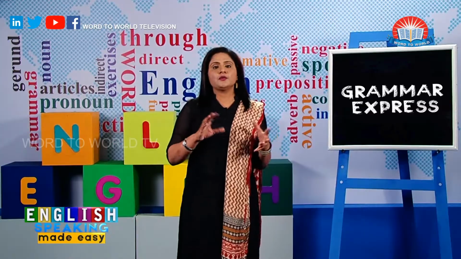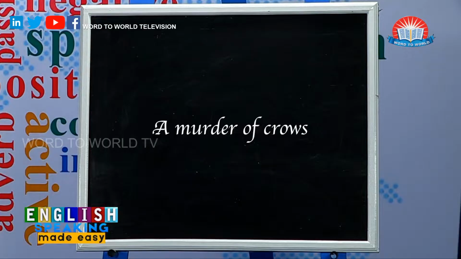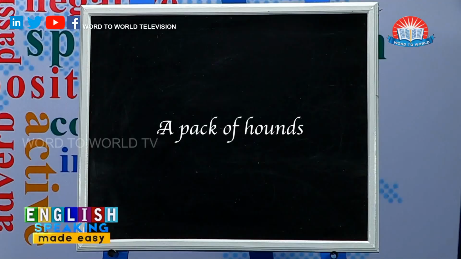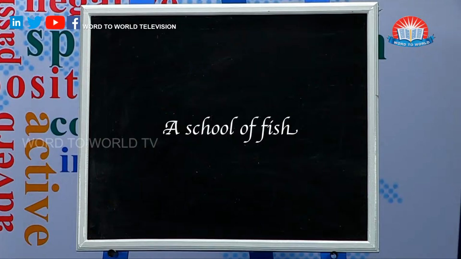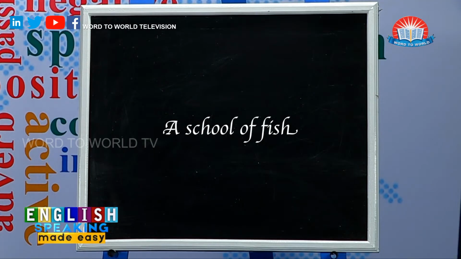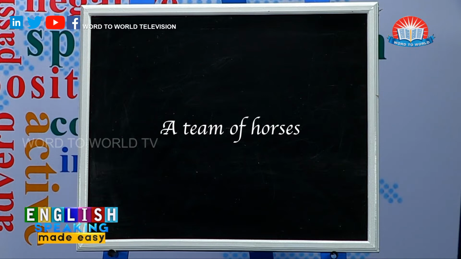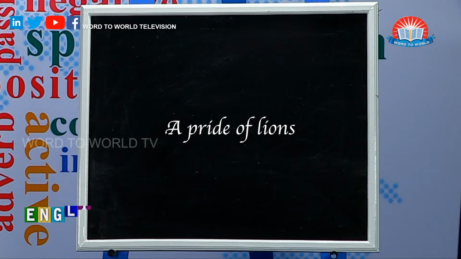They are called a litter. Now, if you want to speak about crows, we say a murder of crows. If it is about hounds, a pack of hounds, a pack of wolves. So, you see the different kinds of collective nouns we have been using. When you see fish, we say a school of fish, a team of horses. If you want to speak about lions, it is a pride of lions.